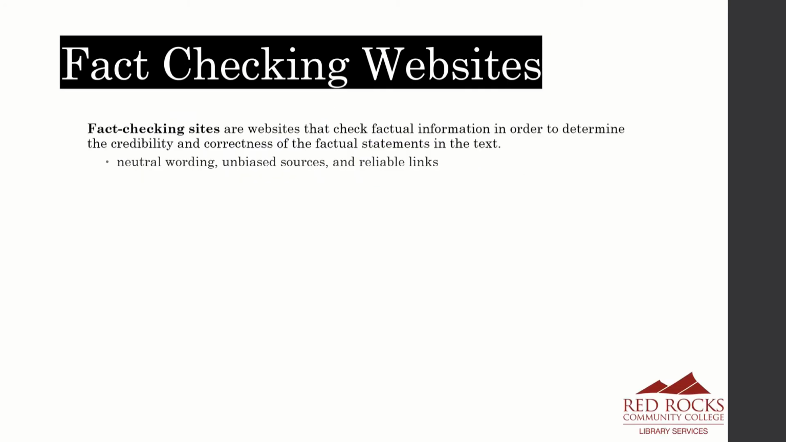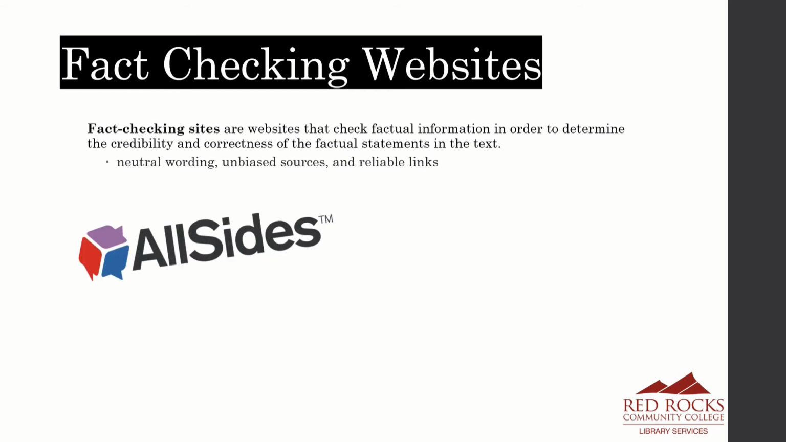And a lot of our information we actually get from social media. So a great way to make sure the information we see on Facebook, Instagram, Twitter is actually correct is going to fact-checking websites and making sure those claims are true. Fact-checking websites are websites that check factual information in order to determine the credibility and correctness of factual statements on the web. They should use neutral wording, unbiased sources, and reliable links. So we have a full list for you.